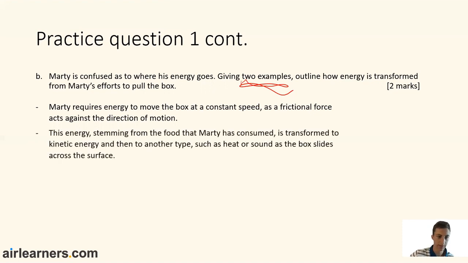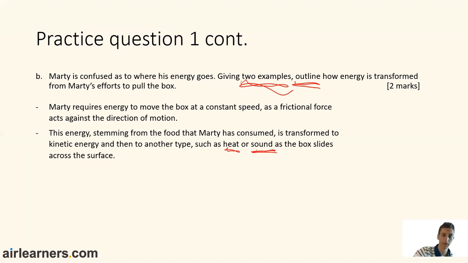This energy, stemming from the food that Marty has consumed, is transformed to kinetic energy and then to another type, such as heat or sound, as the box slides across the surface. So the 2 examples it's talking about in the question are going to be heat and sound. So those are our 2 examples. And because it says outline, I don't have to explain in any real depth. So I'm just outlining how it's transformed.